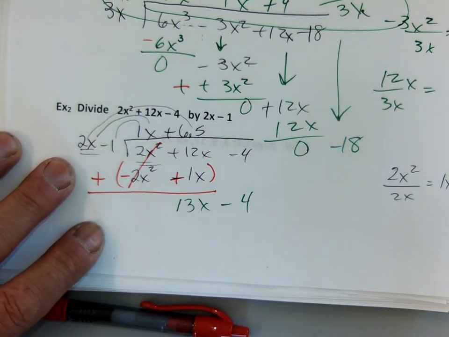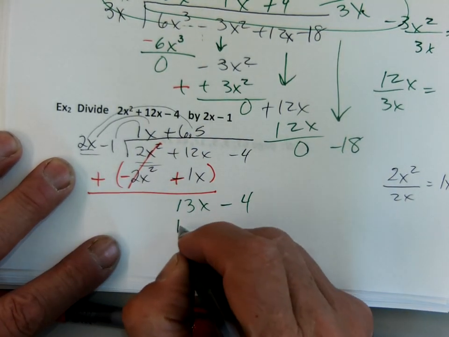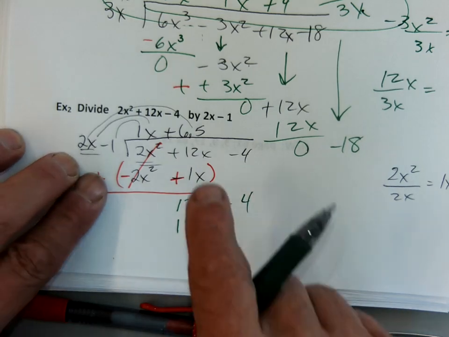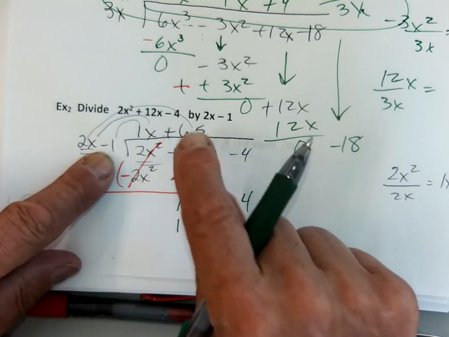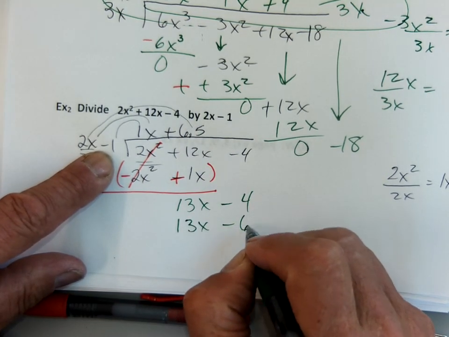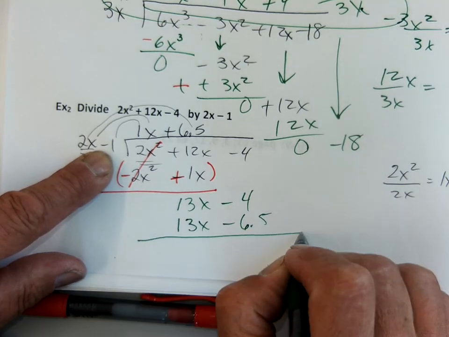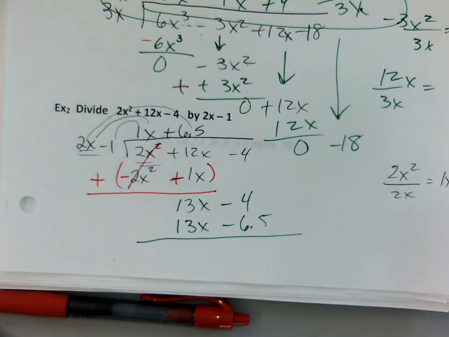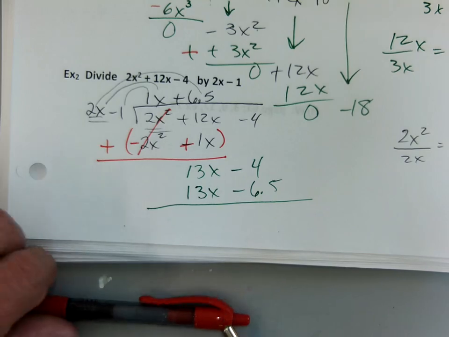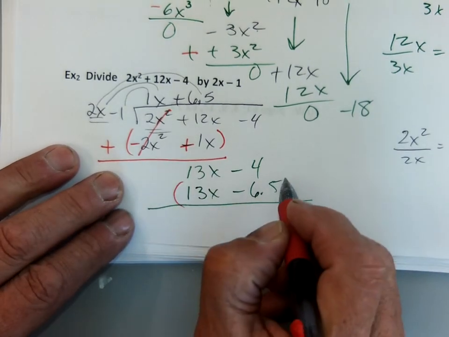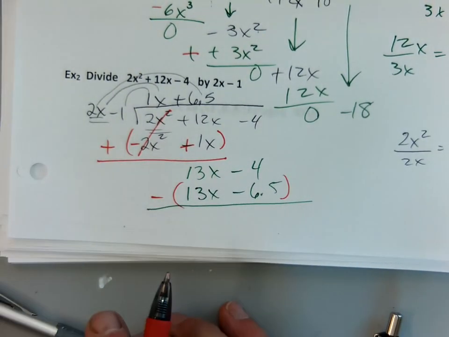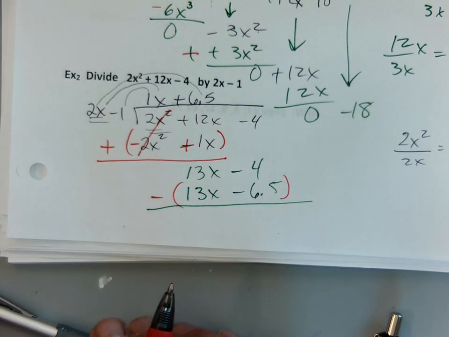6.5 times 2 is a 13x, and 6.5 times a negative 1 is a negative 6.5. I'm going to subtract. I make mistakes all the time. You already saw one with the 18 and the 8, right?